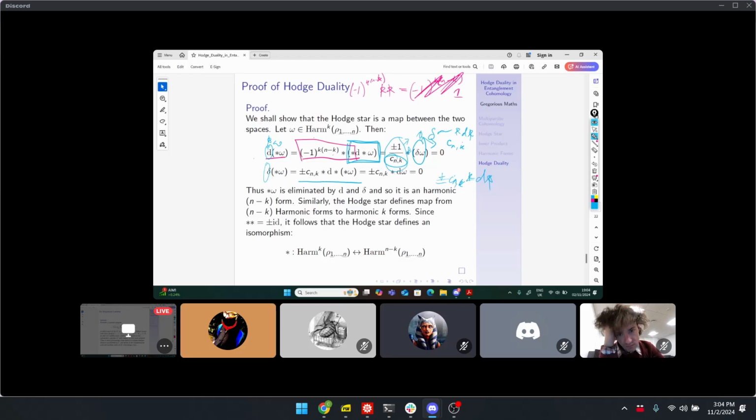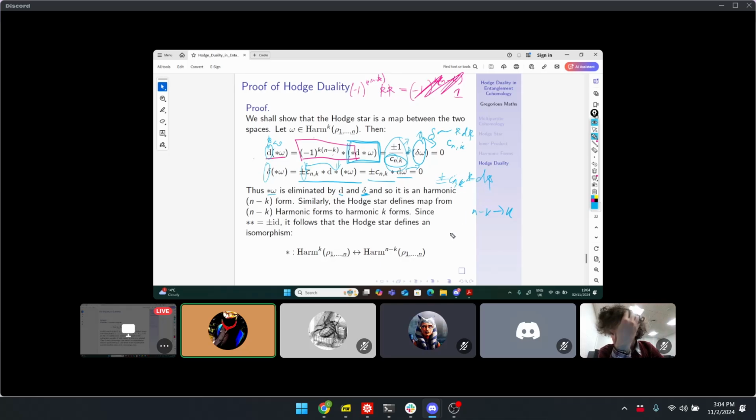We get this. Star star just gives us another minus sign, so we'll just absorb that into this plus minus. And then we're left with something d omega, and d omega is 0 by assumption. And so the whole thing is 0. And so star omega is eliminated by d, and it's eliminated by delta, so it's a harmonic n minus k form. And similarly, of course, we can do the exact same reasoning to go the other way, so from an n minus k form to a k form.